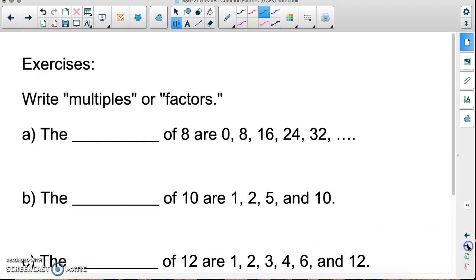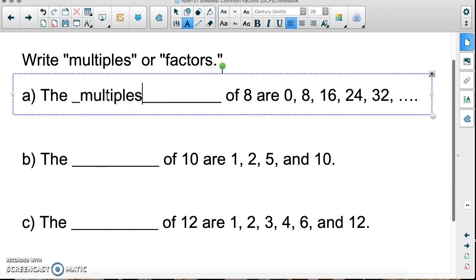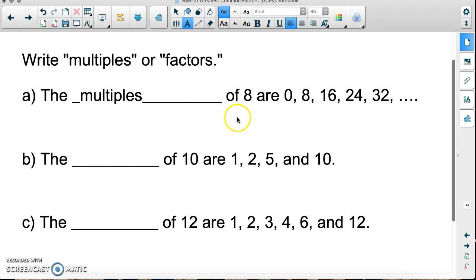Okay, let's do another exercise here. We're going to fill in the blanks with either multiples or factors. So let's do A together, and then you can do B and C on your own. So let's look at this. The blank of 8 are 0, 8, 16, 24, 32, and so on. Well, those dots are showing that we're skip counting by 8s, and you can skip count forever and ever. So we know that the answer then is the multiples of 8 are, because you can go on forever. There's many multiples.